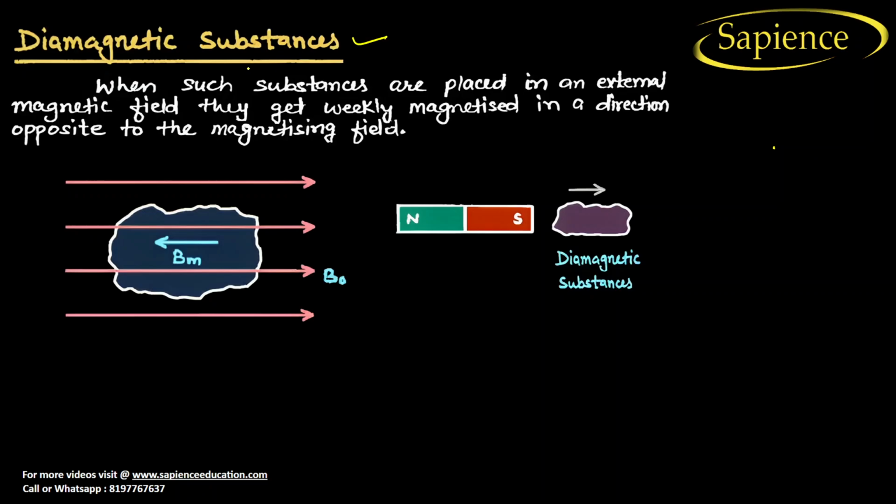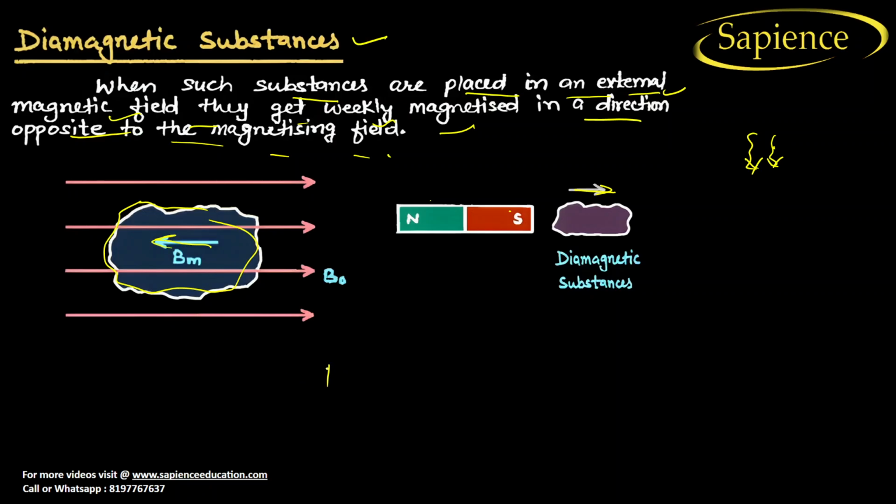So what is a diamagnetic substance? When such substances are placed in an external magnetic field, let us suppose this is a substance placed in an external magnetic field, they get weakly magnetized, meaning their magnetic property will decrease, in a direction opposite to the magnetic field. See here, this is your north and south pole and the diamagnetic substance is there. So what happens inside the magnetic field?